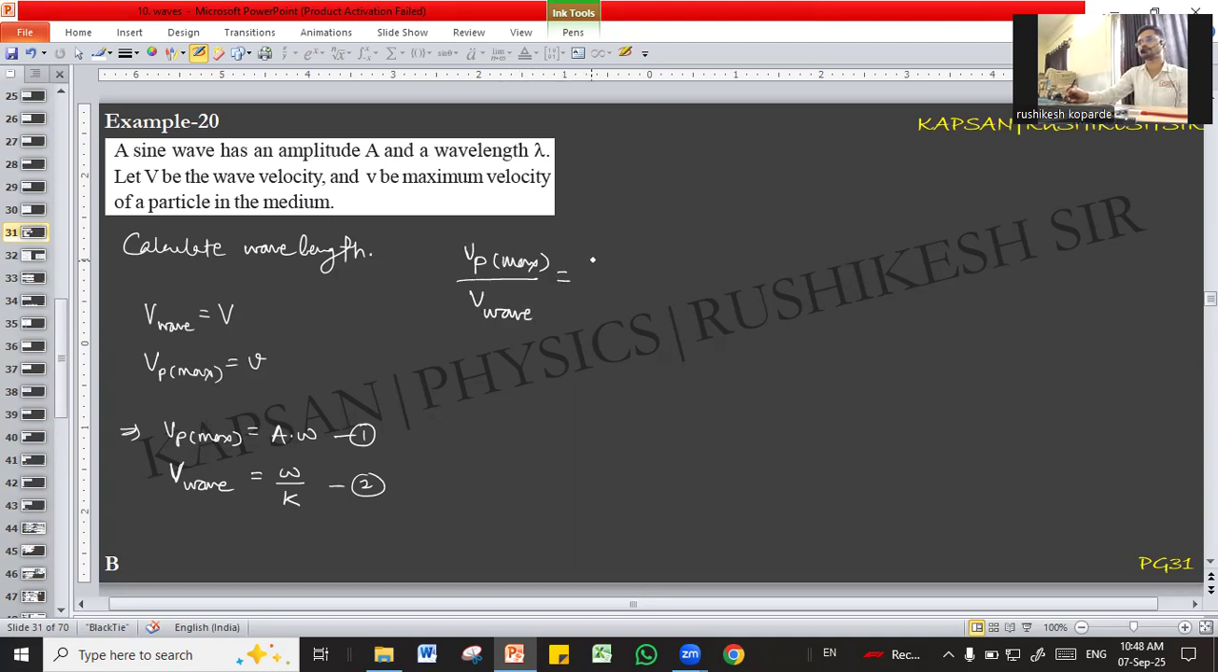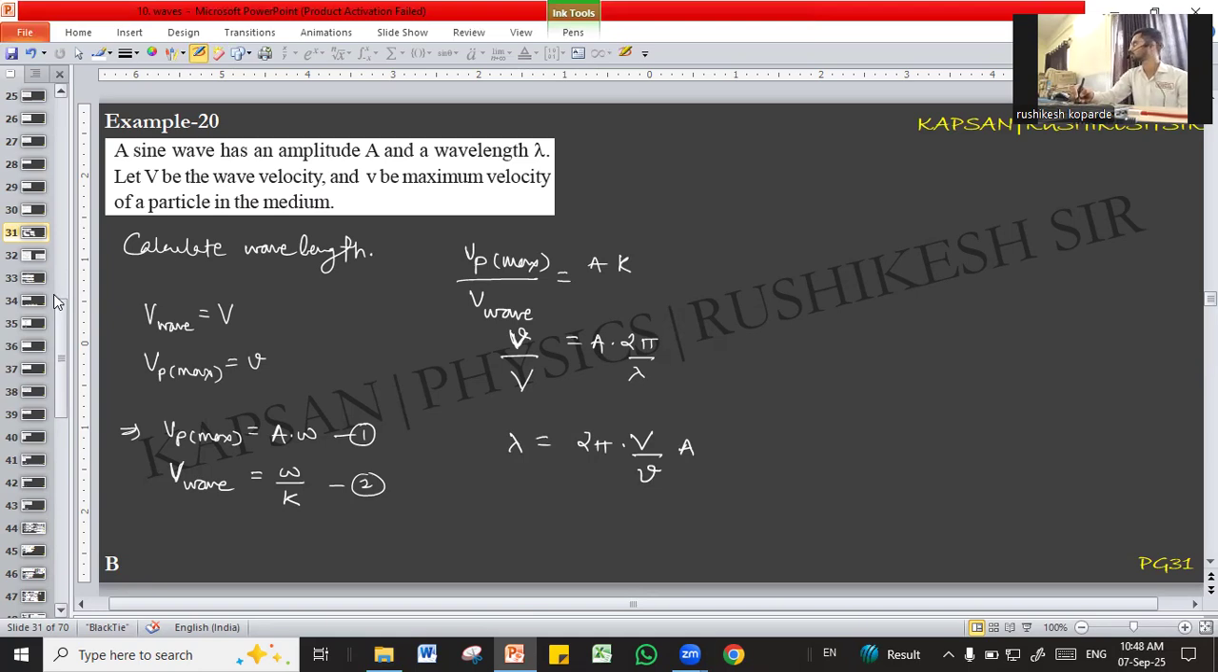is equal to A K. Now K is what? 2 pi by lambda. Vp max is capital V. No, Vp max is small v and V wave is capital V. So lambda is equal to 2 pi capital V by small v into A. Done.